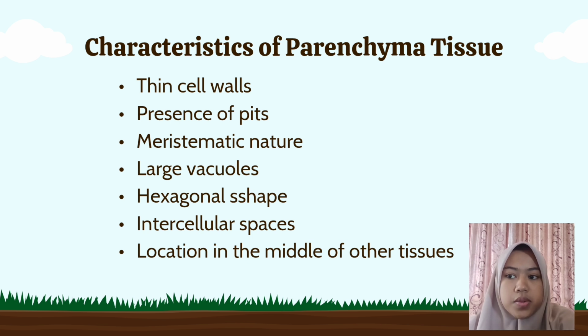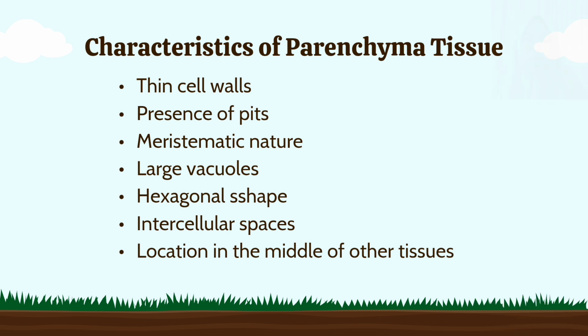Next, large vacuoles. Parenchyma cells typically have large vacuoles, often containing water and starch substance. Next, hexagonal shape. Parenchyma cells are often hexagonal in shape. Next, intercellular space. This space between cells is often present, facilitating gas exchange. The last is location. Parenchyma cells are usually found in the middle of other tissues.